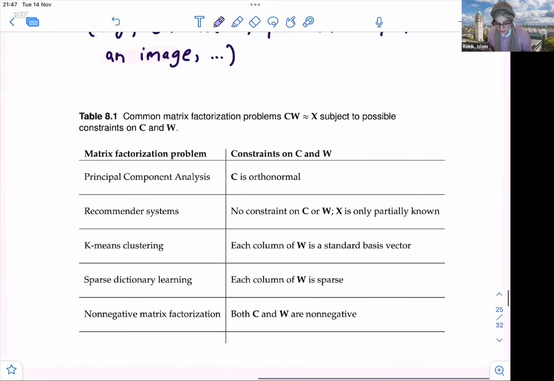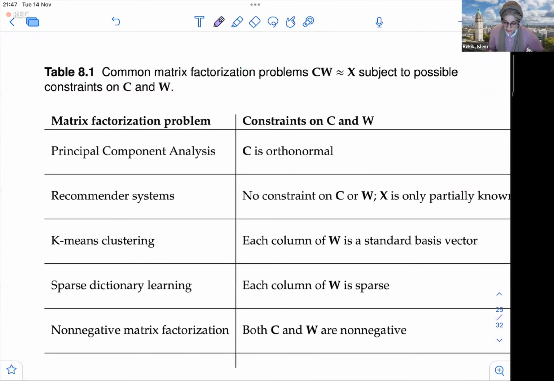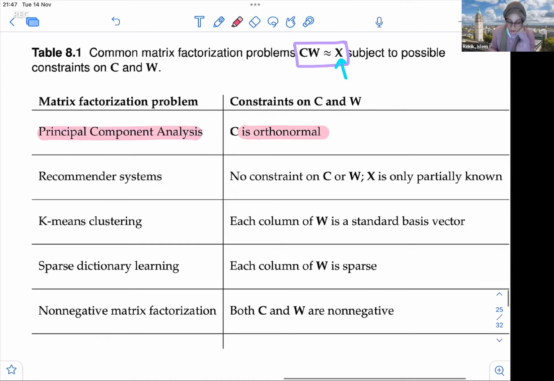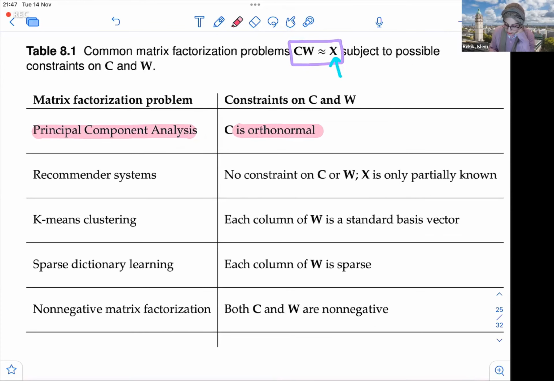The last part, just to summarize quickly. The matrix factorization problem is formalized as a multiplication of 2 matrices, and this is to represent the original data. We have seen different examples. The first one is principal component analysis, which is a linear encoder, and C is orthonormal. For recommender systems, we don't have any constraints on C and W, but X is only partially known. That's why we have the omega here for computing the ground truth, right?